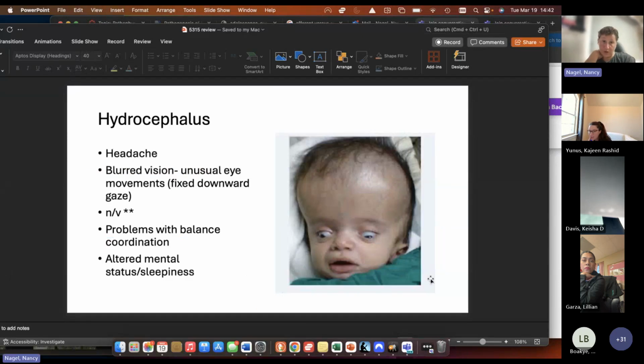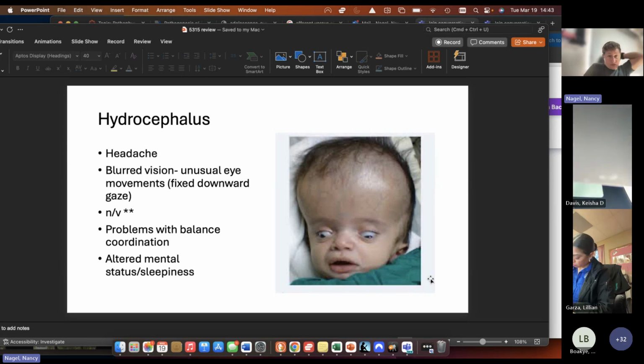Now, I wanted to touch on hydrocephalus. Hydrocephalus is when we have too much cerebrospinal fluid in our brain. Now, it can affect us as kids, it can affect us as an adult. Usually as kids, it's something that we tend to catch pretty easy.